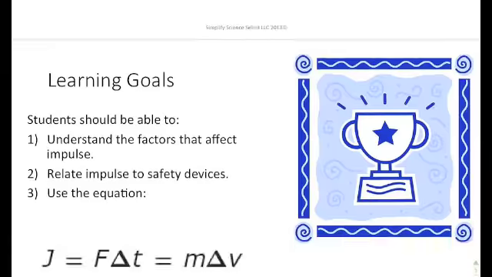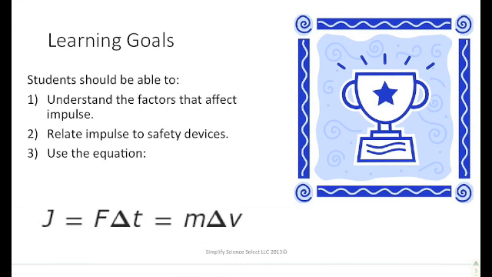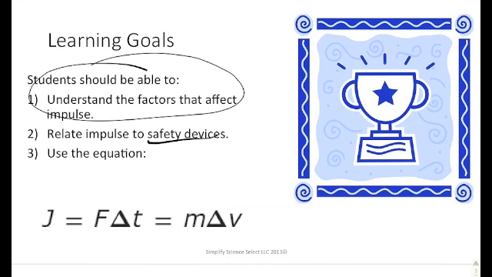So, we want to look at the learning goals for this particular one, and it says you should be able to understand the factors that affect impulse. So you should know what impulse is, and then you should be able to say, based on the factors that affect this impulse, what can I do with it? Can I design some sort of safety device in order to keep something safe? And you should be able to use the equation right here.